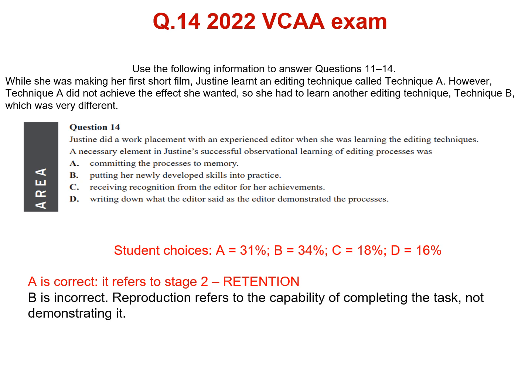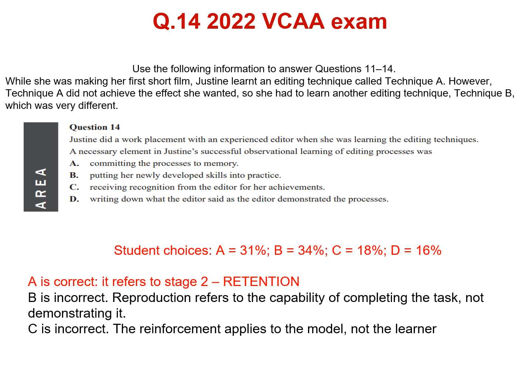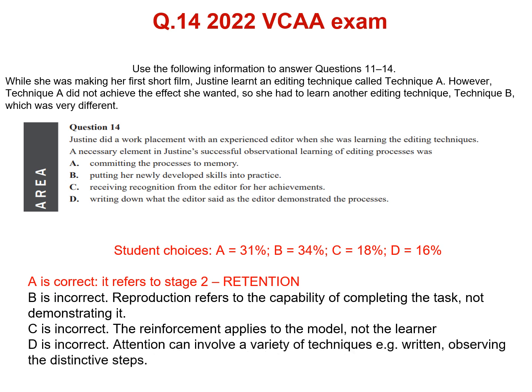The problem with B is it's asking the model to put into place the skills. Again, it's observational learning, not observational doing. So we can eliminate B, and it shows that students have a misunderstanding of this. If we look at A, committing the processes to memory. Now, I know that's a fairly simple explanation of stage 2, but a process of elimination will get you there. The problem with C is it's the model who gets the recognition, not the learner. And the problem with D is there's a number of options in terms of that attention mechanism.